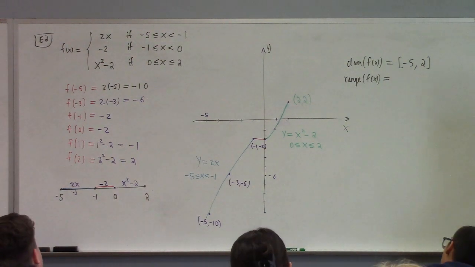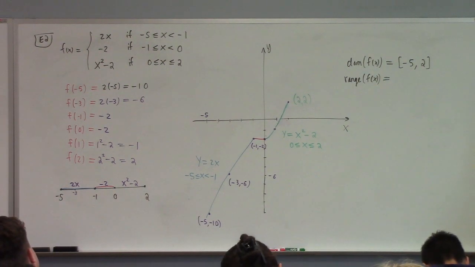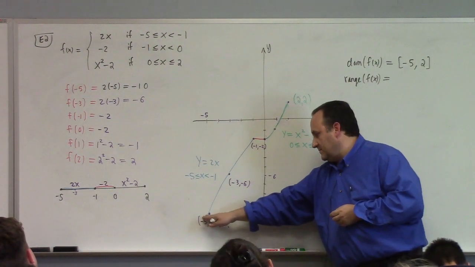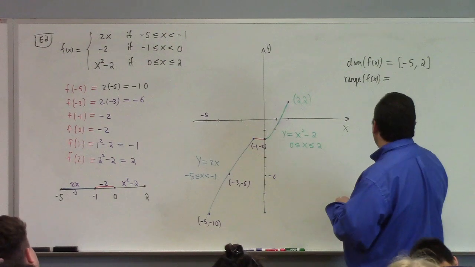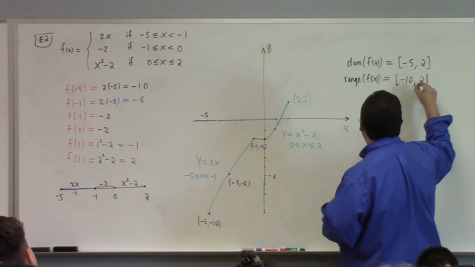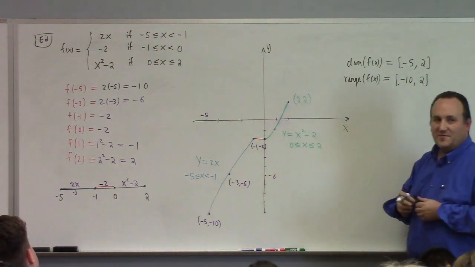And what's my range? Starts down, yes, Michael? Negative 5, 2. Oh, negative 10. Negative 10 to 2, yeah, and this 2, 2 makes both of those have a 2 in them, so yeah.